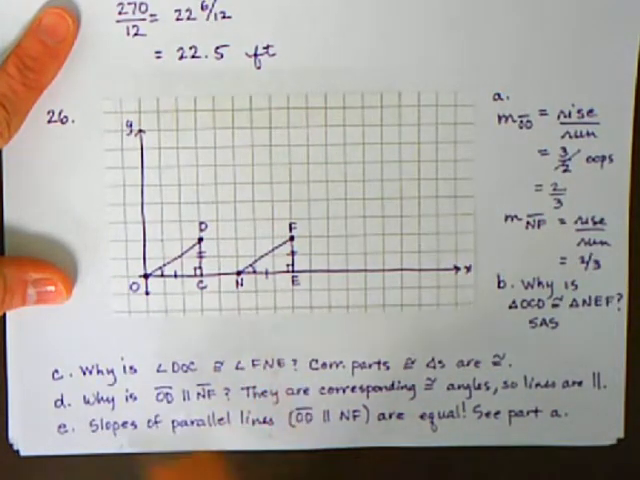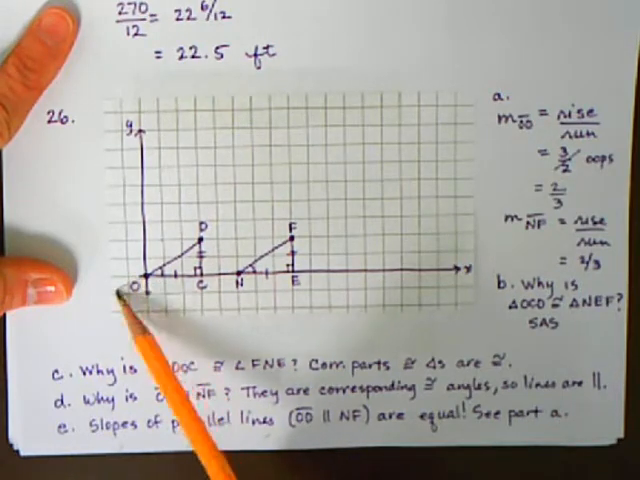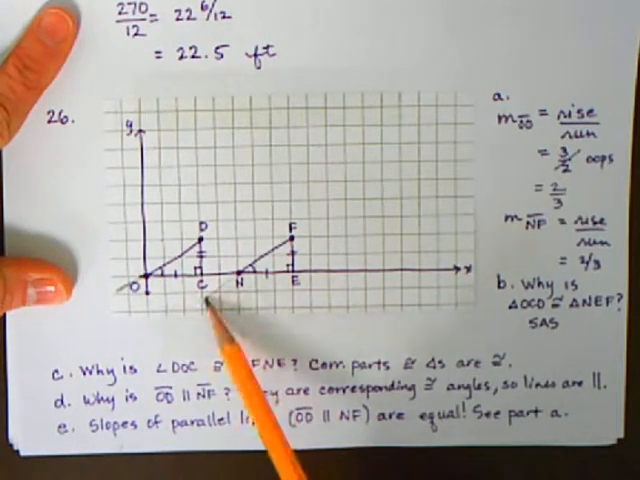Now we want to know, why is line OD, it's this line, and remember, lines keep going on and on and on forever. So take a look at this here.